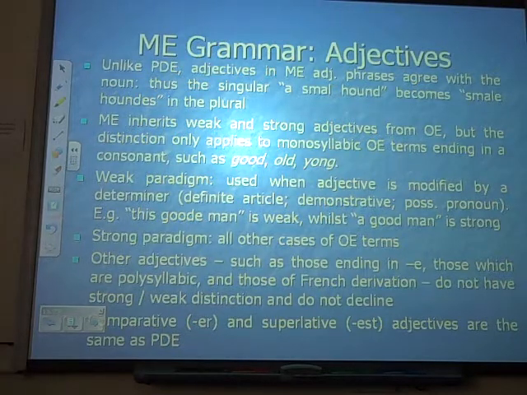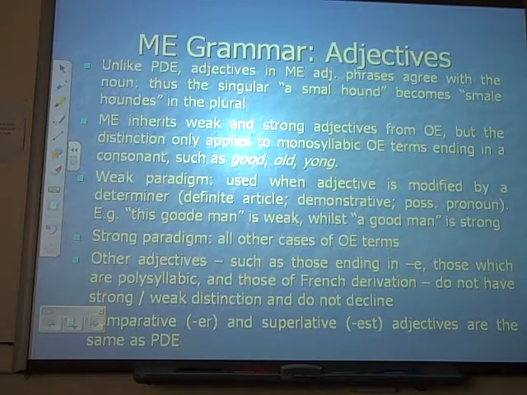Other adjectives, such as those ending in E, those which are polysyllabic and those which are of French derivation, do not have strong or weak declension, so they don't decline at all. Again, these inflections are just remnants, they're vestigial. So they happen in certain cases and not the majority of others, so we don't need to worry ourselves too much about them, but it's good to recognize them when they turn up. Comparative and superlative adjectives are the same as PDE: er, est, green, greener, greenest.